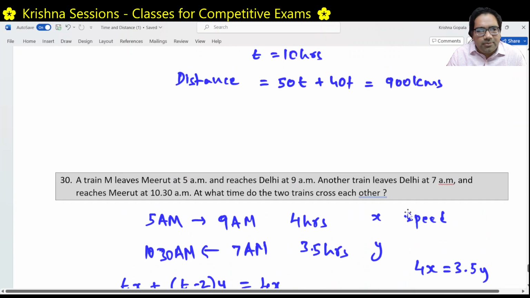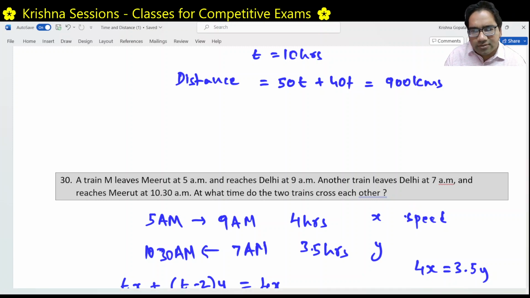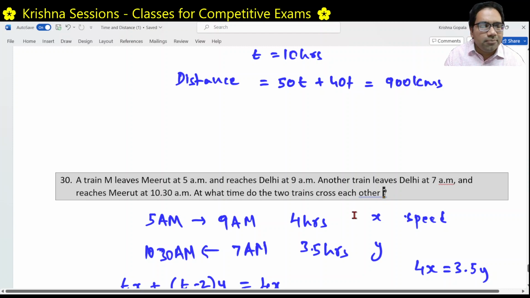Hope you understood this problem. This is an important problem. This kind of problems you can expect in these exams. That is the reason why I have picked it. I have tried to pick all the important problems, one from each variety, so that you'll get covered in all the different types of questions that can be expected. Please go through them.